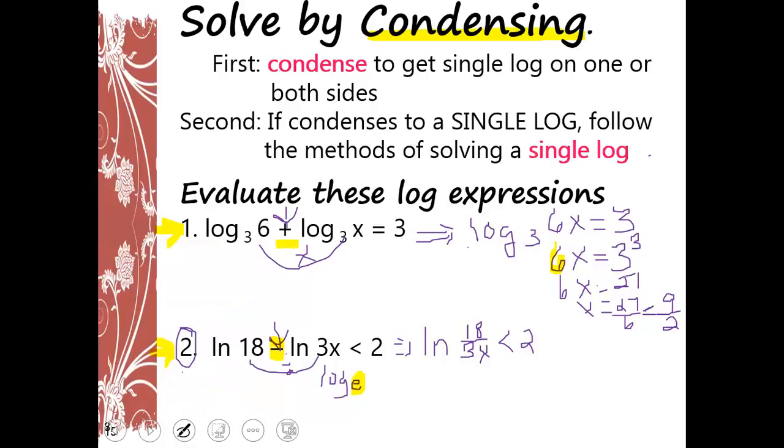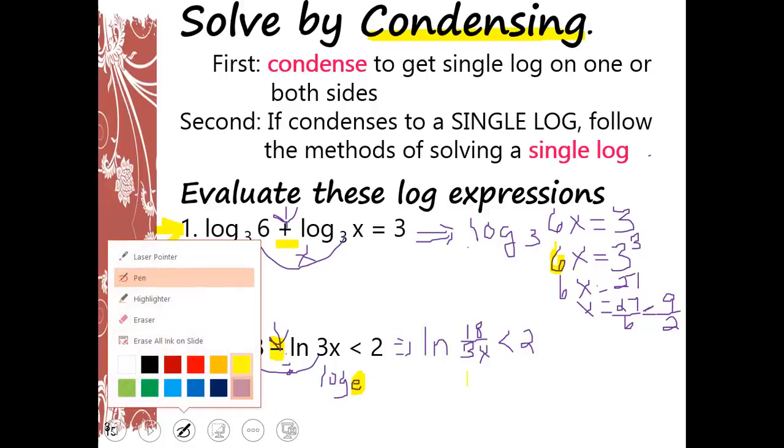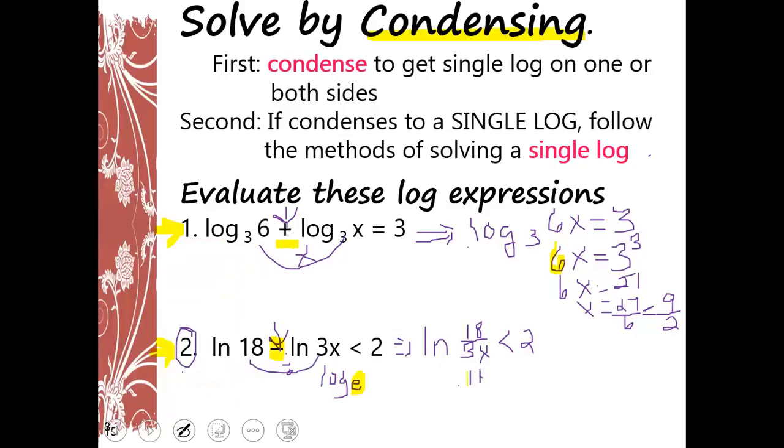So I'm going to say my log of the number 18 over 3x is less than e to the second power. I'm going to simplify, and I get 6 over x is less than e squared, and I'm going to get x all by itself, and I get x is bigger than 6 divided by e squared, which is 0.8.